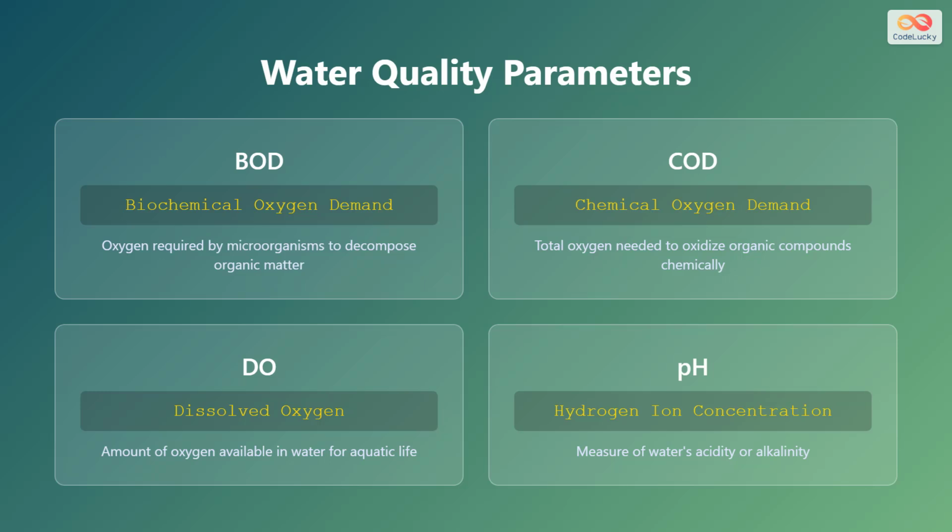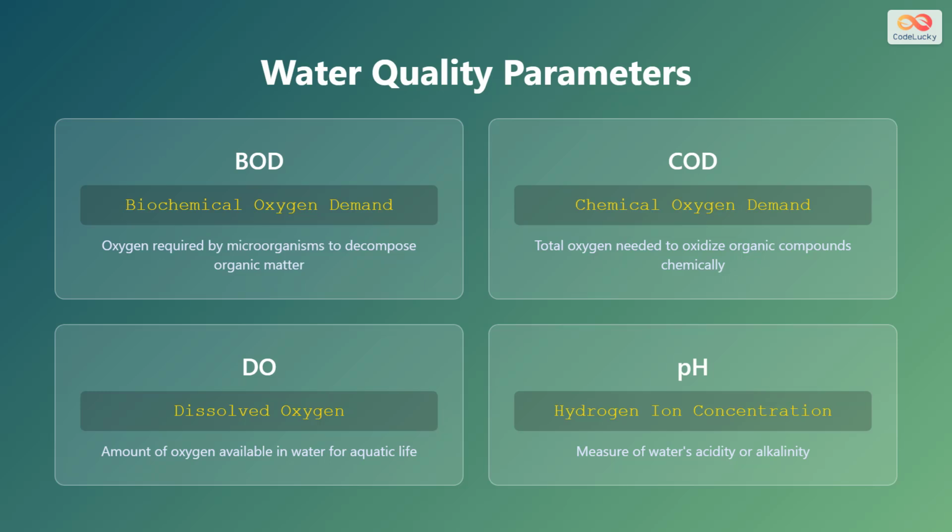Scientists use several key parameters to assess water quality. Biochemical oxygen demand, or BOD, measures the amount of oxygen that microorganisms need to break down organic matter in water. Higher BOD values indicate more organic pollution. Chemical oxygen demand, or COD, represents the total oxygen required to chemically oxidize all organic compounds in water, providing a broader measure of organic pollution.